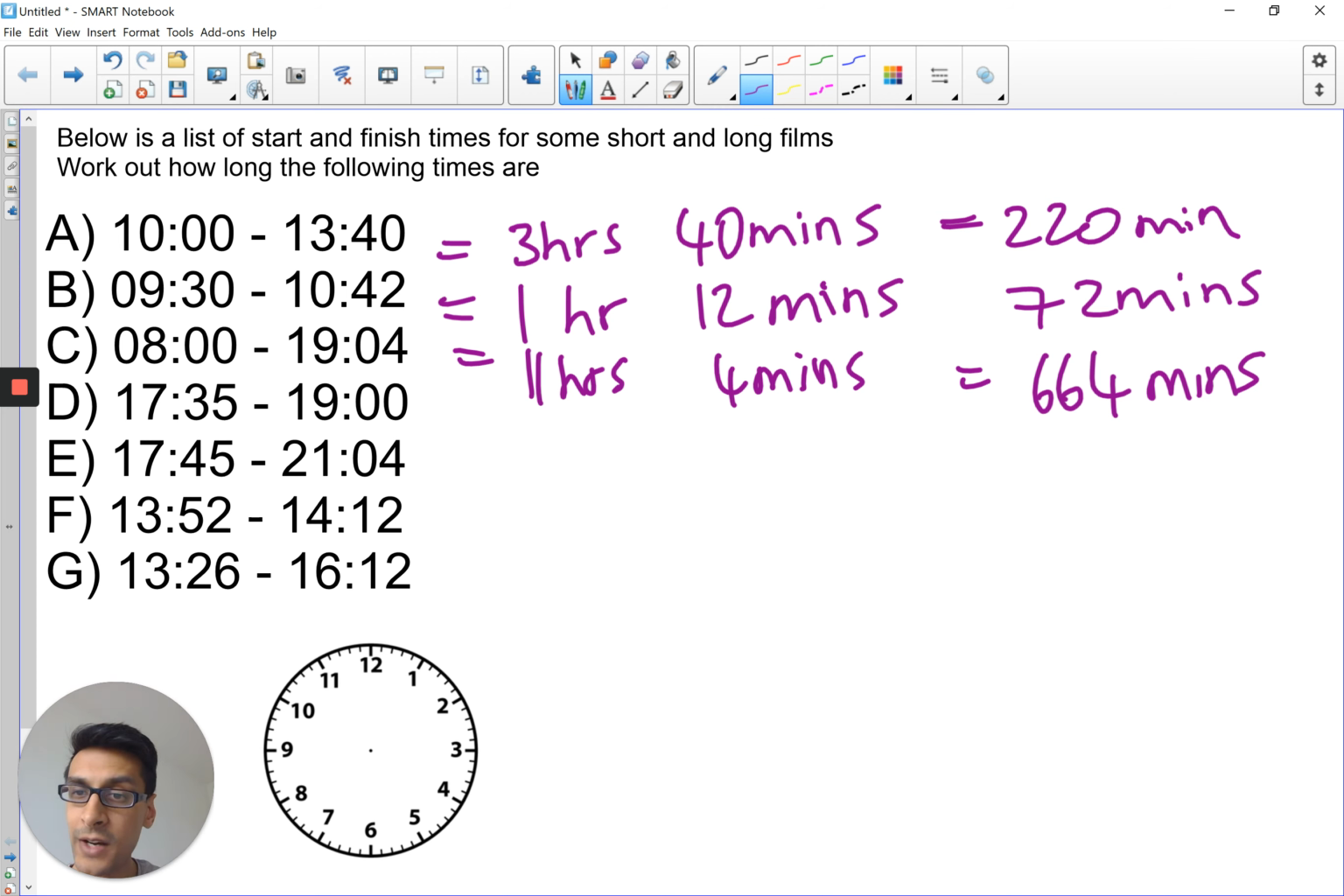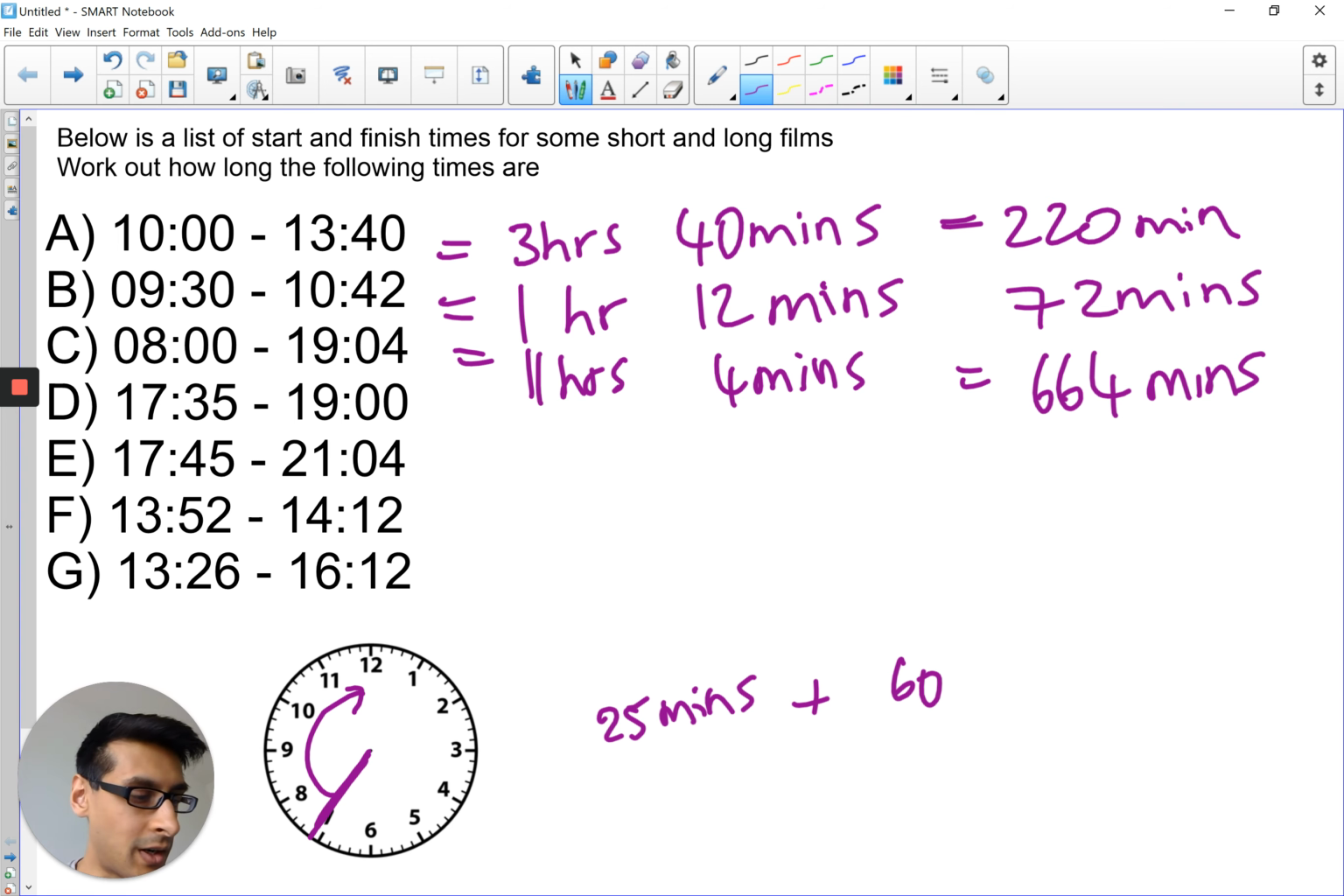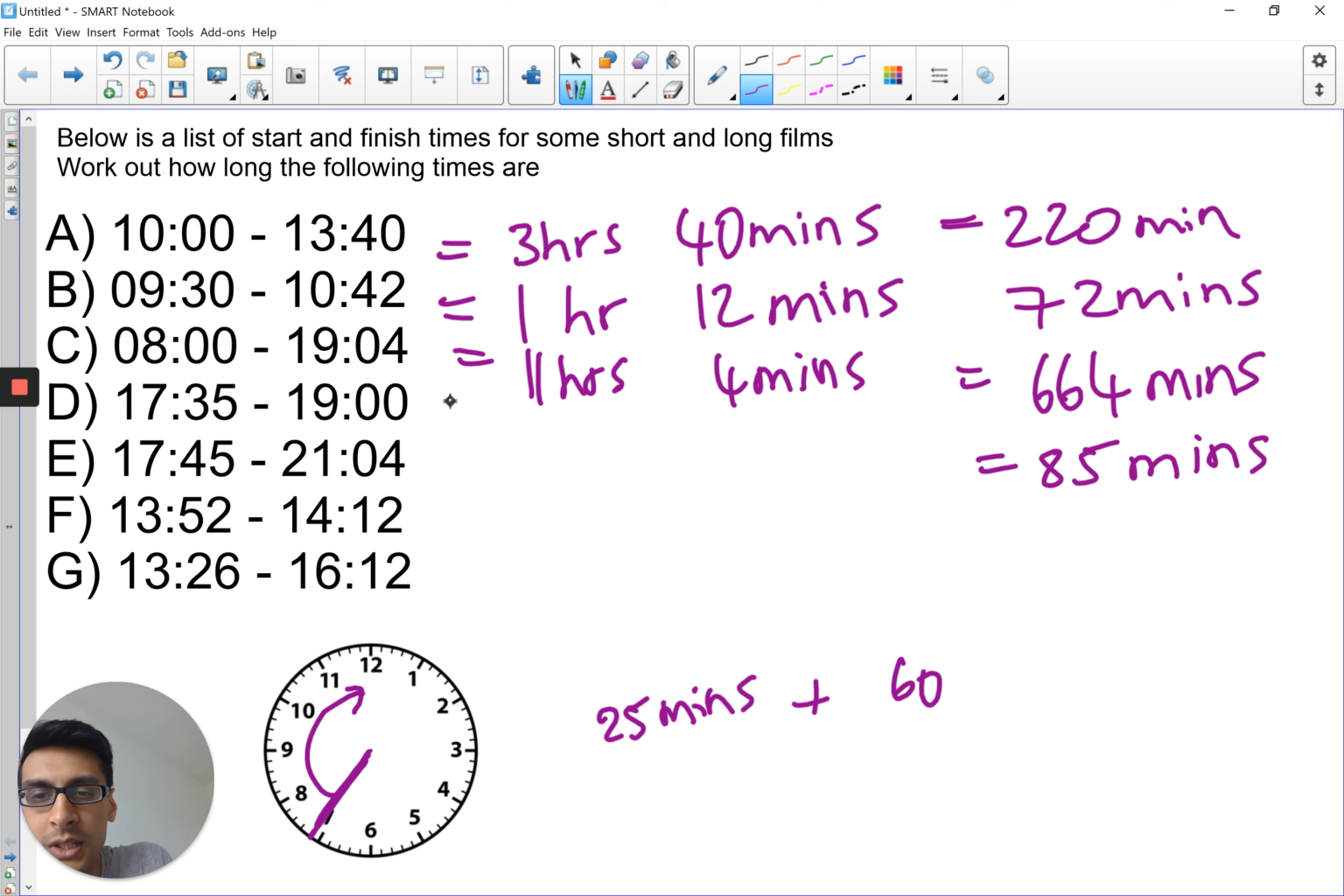Okay, 1735 up to 1900. So 1900 is just 7 o'clock, and 1735 is 5:35. The way you might think about this is, 35 is a 7 on the clock. So to go up to 12, you've gone up by 5, 10, 15, 20, 25 minutes. And then you've reached 6 o'clock. And then you go 1 more hour to get to 7. So 25 minutes plus 60 minutes gives you 85 minutes. Or you can also just say 1 hour and 25.